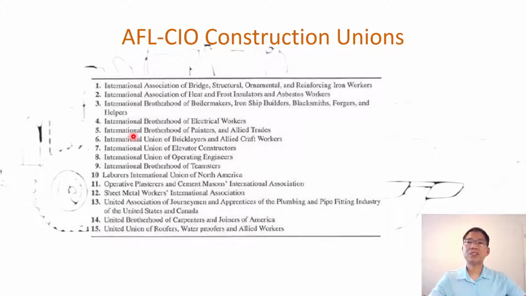The first one is the International Association of Bridge, Structural, Ornamental, and Reinforcing Iron Workers. You have a chance to determine the labor cost for the iron workers. And we have multiple electrical workers for number 4. If I go to number 15, the United Union of Roofers, Waterproofers, and Allied Workers.